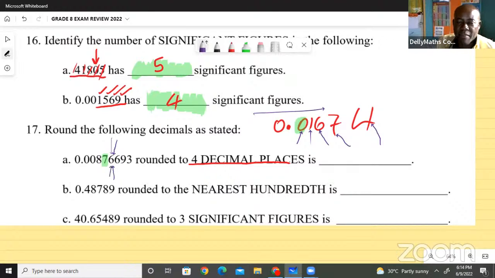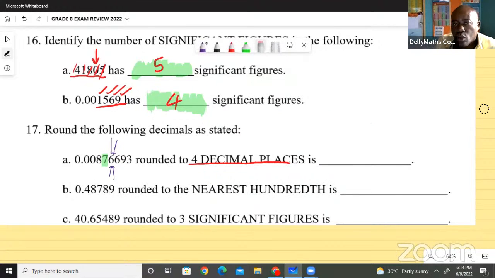There's a 6. So let us look at the categories. There are 2 conditions. When you are rounding off and you look to the right, if the digit to the right is in the 0 to 4 category, we're going to leave this spot.